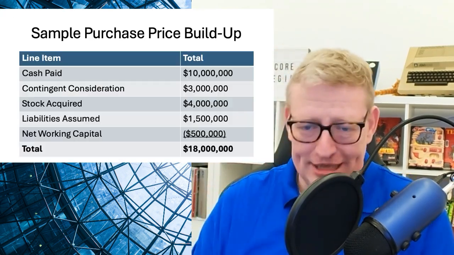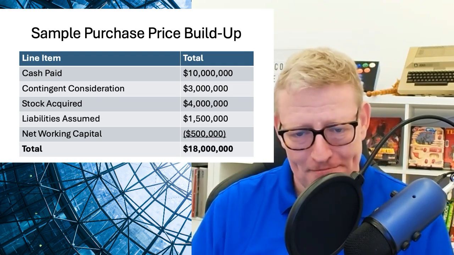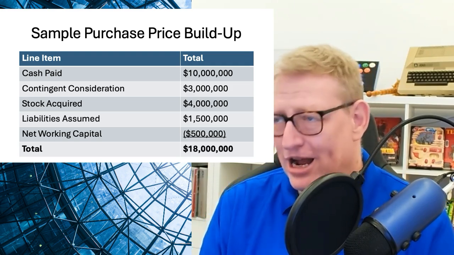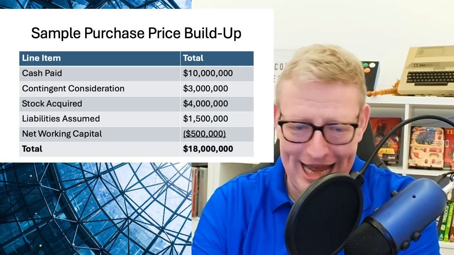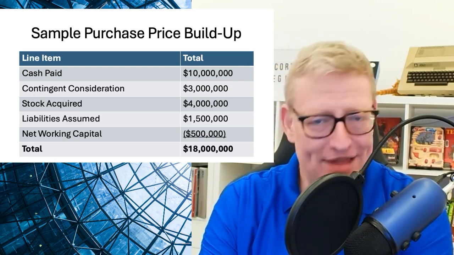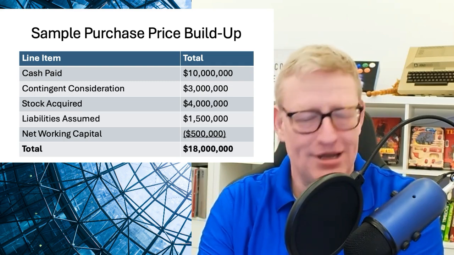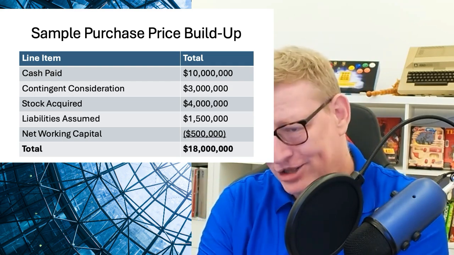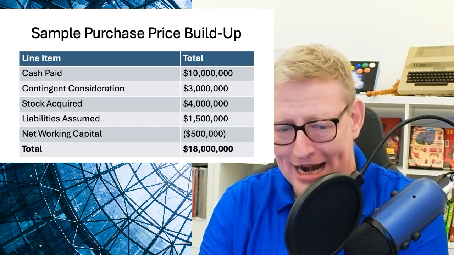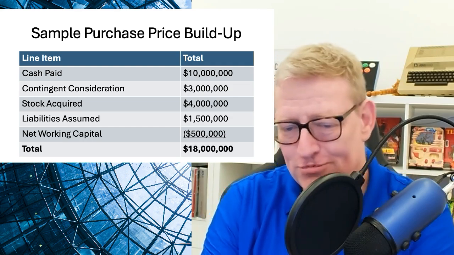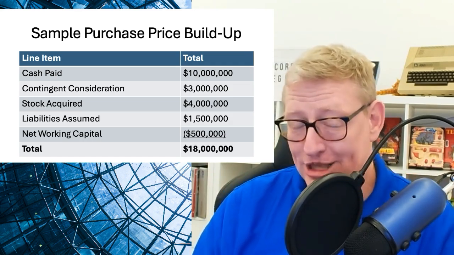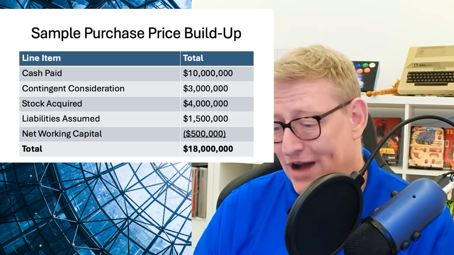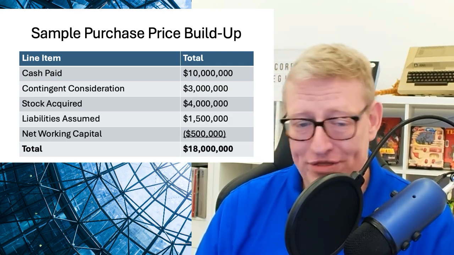This is what a sample purchase price buildup might look like, depending on how complex it is. It's going to involve cash paid. If there was an earnout, then that's going to have a separate line item. Stock acquired in the transaction or stock paid is going to be a separate line item. Liabilities assumed, and then a working capital adjustment. Each transaction is going to be different, but I just wanted to include this to provide an example of what this may look like.